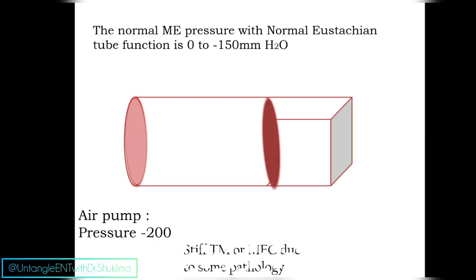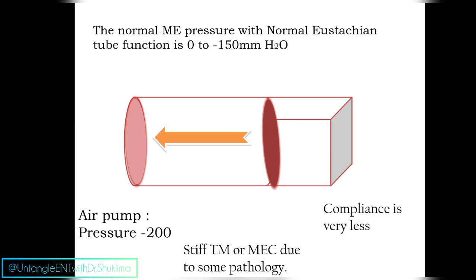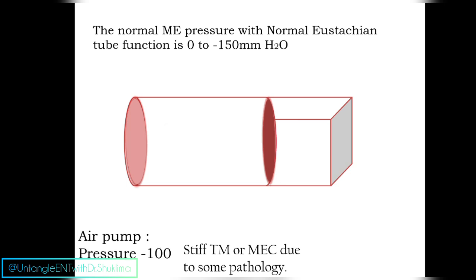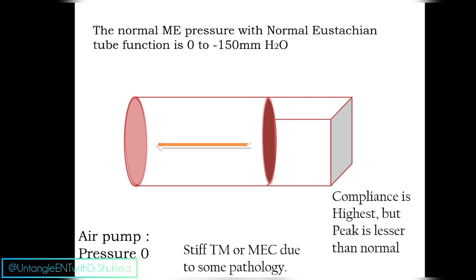Now let's see a different scenario here. Now imagine there exists some pathology with the stiffness of the middle ear system, which can be otosclerosis or ossicular fixation, where there is increased stiffness and less compliance of the tympanic membrane. So when the air pressure pump is at minus 200, sound reflection is more and the compliance is less. Air pressure pump at minus 100, compliance gets better. But when the air pressure pump is at 0, we get the highest compliance, but the peak of the compliance is very less compared with the normal condition.